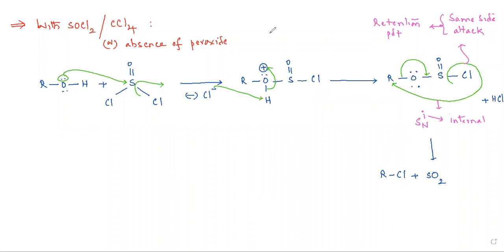So this is very interesting, where just because there is no pyridine, the mechanism is quite different. SNi. In the presence of pyridine, it is SN2, but in the absence of pyridine, it is SNi. Okay.